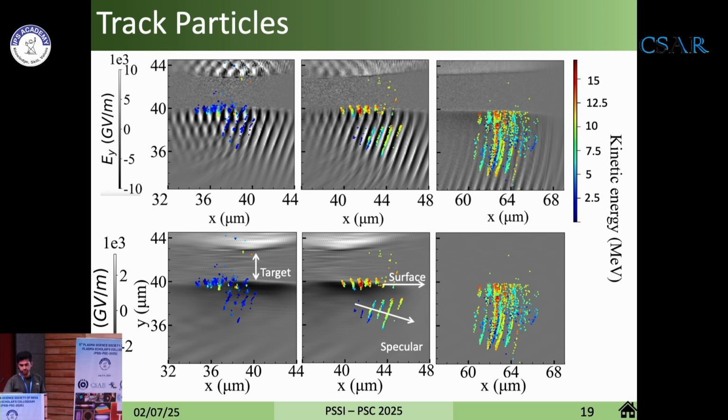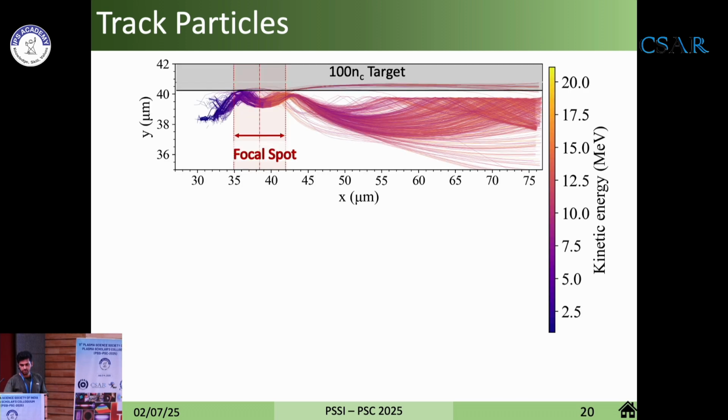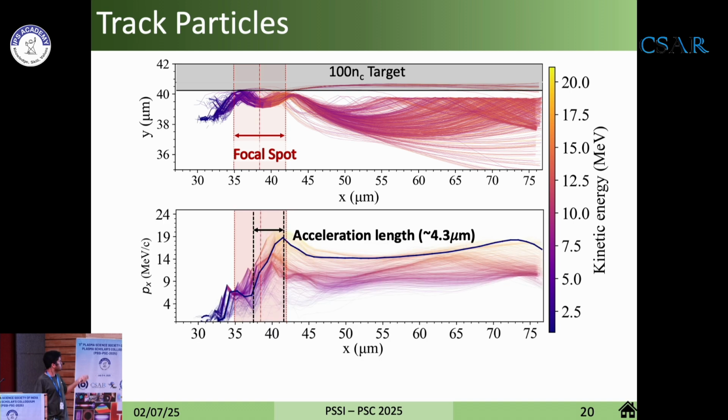So next, to show the phase space, okay, this is the same phase space which I'm talking about. So I can see that there is a spike of energy gain, and I can say that this is the kind of acceleration length I'm talking about.